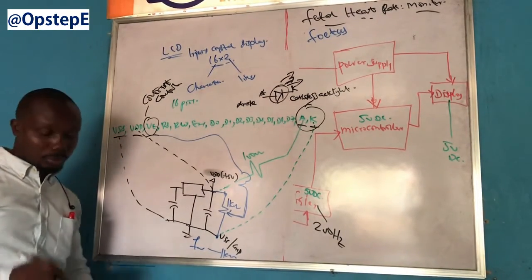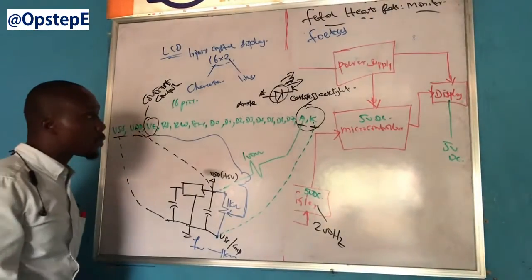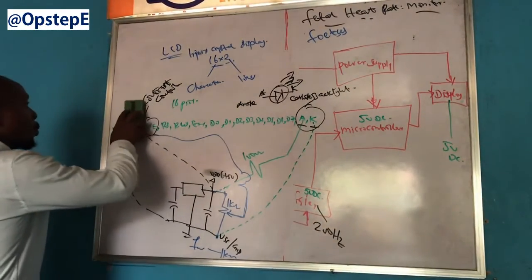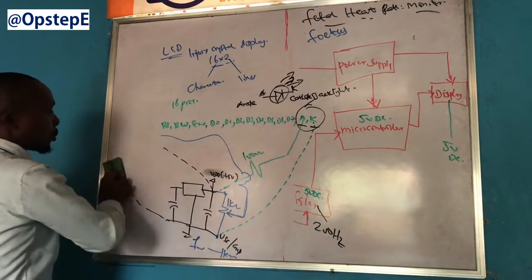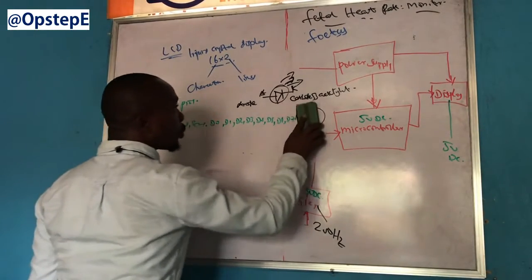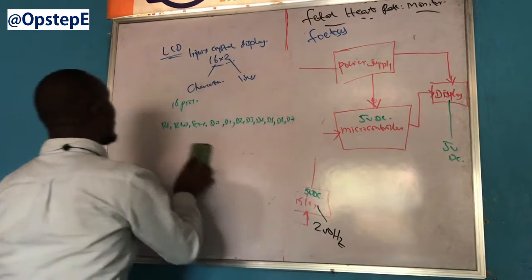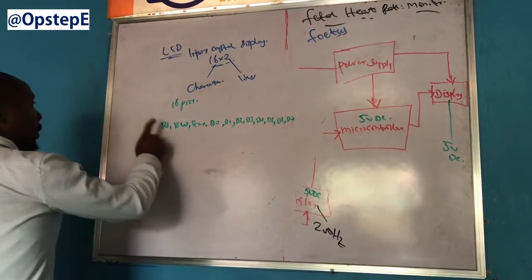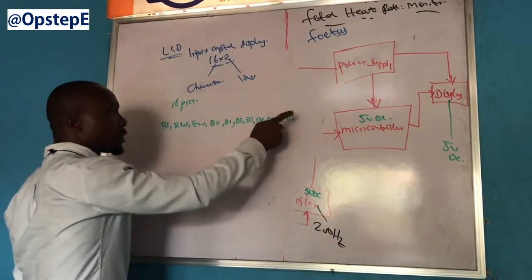Can I continue? Yes. So I'm going to clean those ones off so that we can have a space to actually explain all this. So we'll discuss this, and then we have also discussed this. Now, so we are left with what? Our RS, RW, EN, D0, D1, D2, D3, D4, D5, D6.